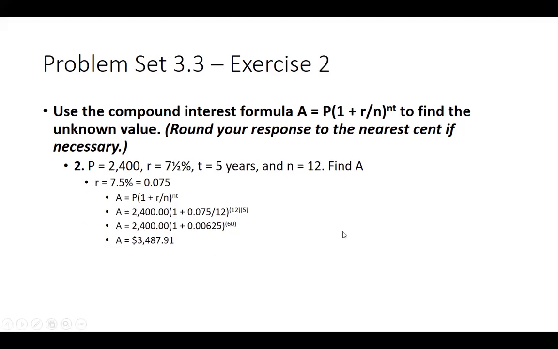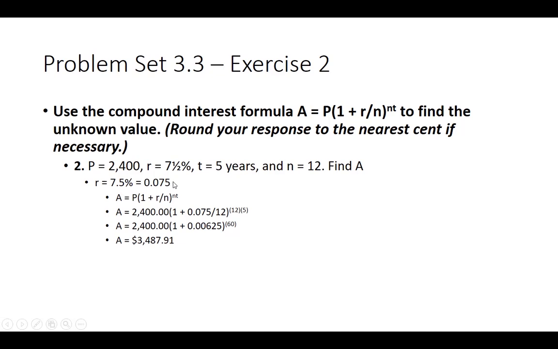Number 2, same thing. We're finding A. We're given P is 2400. R, this time given as a percent, 7.5%. T is 5 years and N is 12. The first thing we have to do is change our rate that's given as a percentage to a decimal. 7.5% is 7.5 over 100. Move the decimal 2 places to the left, and we get 0.075.